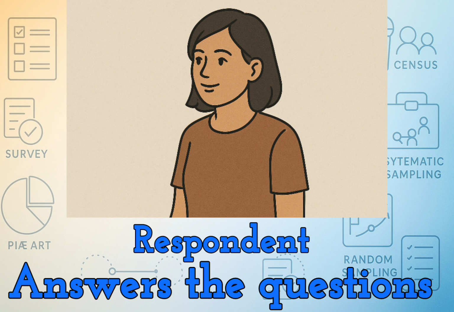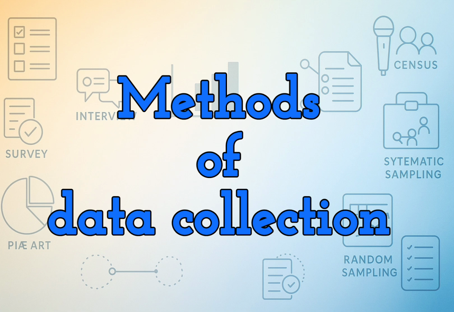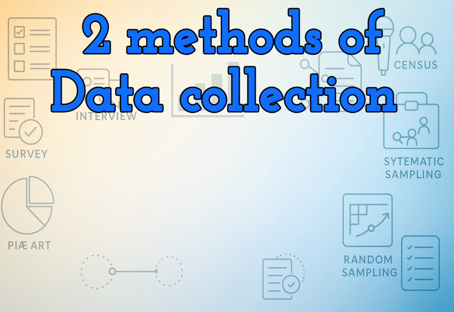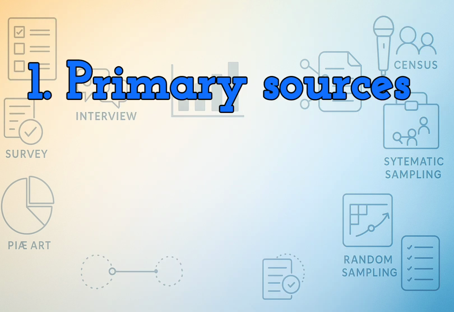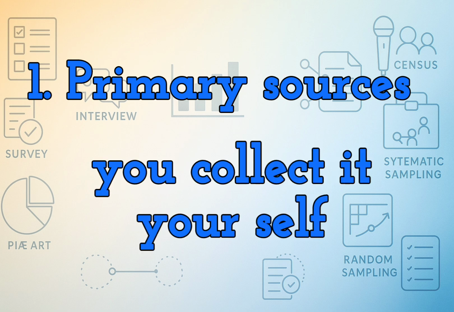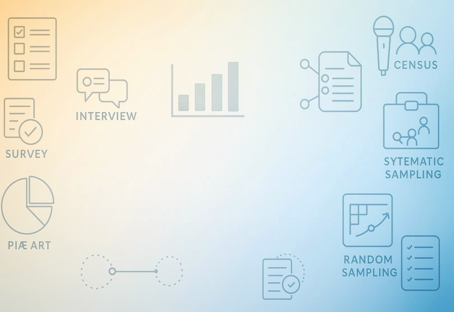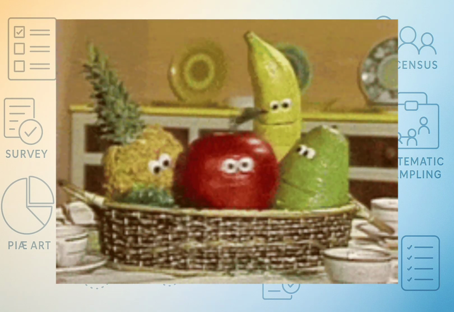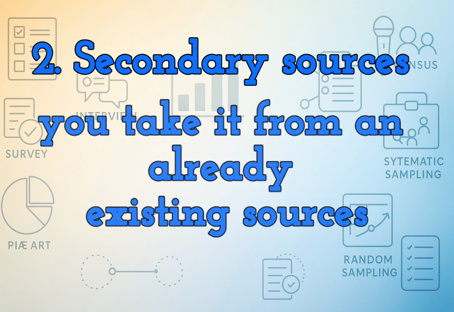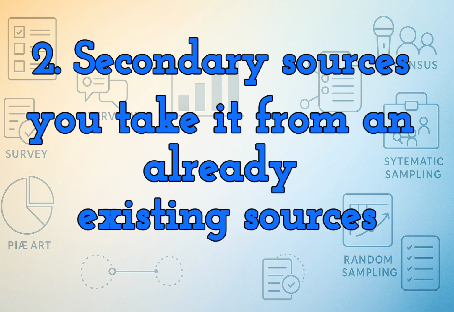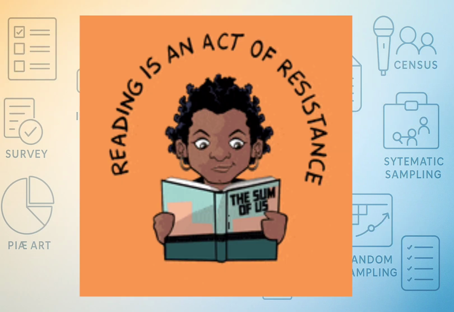Let us study modes of data collection. There are two main modes or methods of data collection, namely primary and secondary. Primary sources means you collect the information yourself. Example, you ask your classmates what their favorite fruit is. Secondary sources means you use information that someone else has already collected. Example, you read a book or report that already has the data.